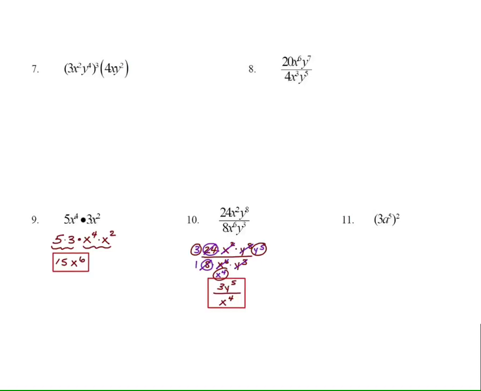Number 11, 3a to the 5th all raised to the second power. What I like to do is write each part raised to the second power. So 3 to the second, and then a to the 5th to the second. So 3 squared is 9, and then a to the 5th squared, where you would multiply 5 and 2, and you'd get a to the 10th, and 9a to the 10th would be your final answer.